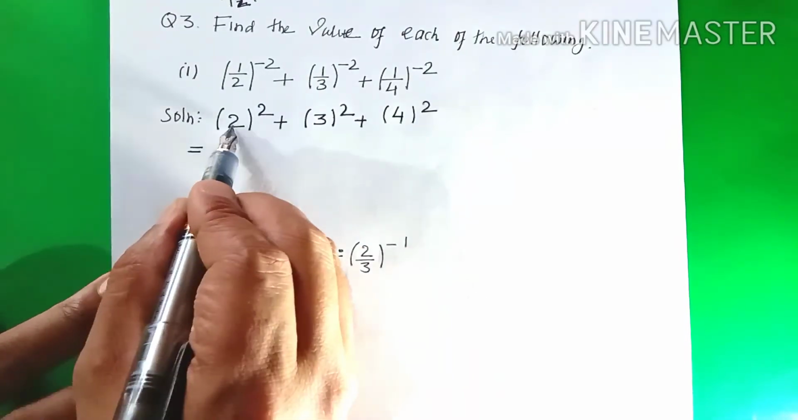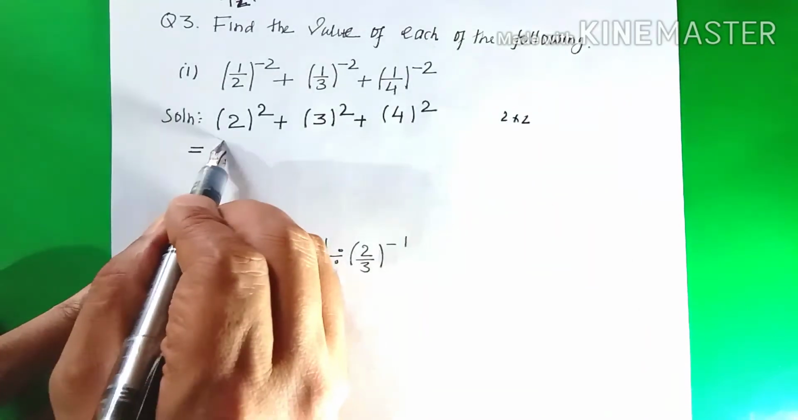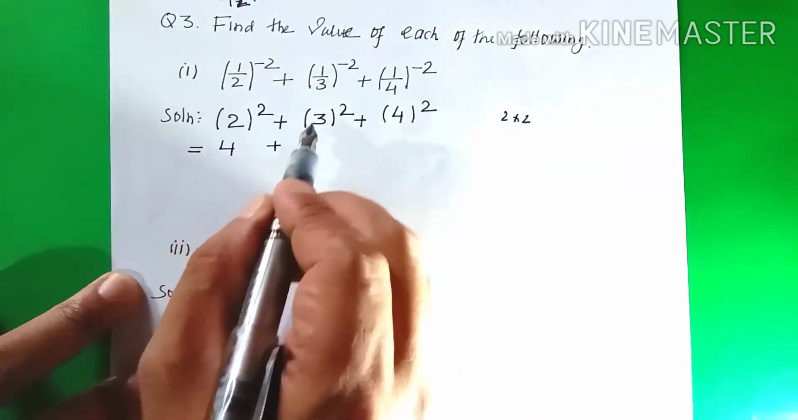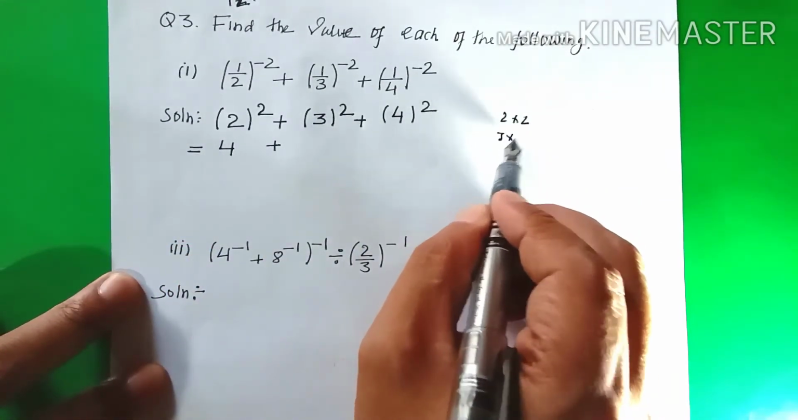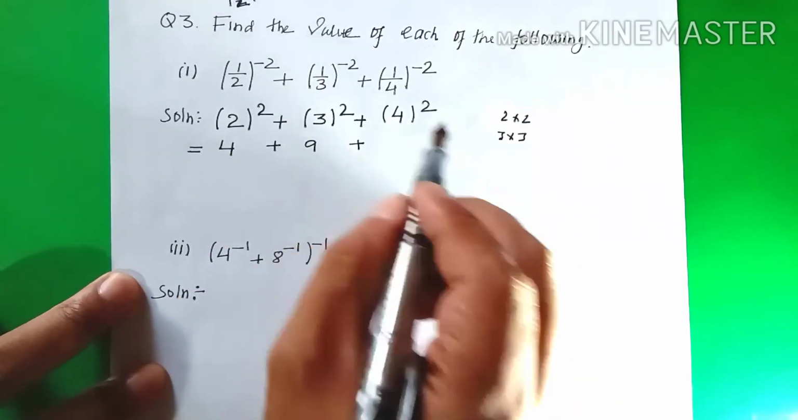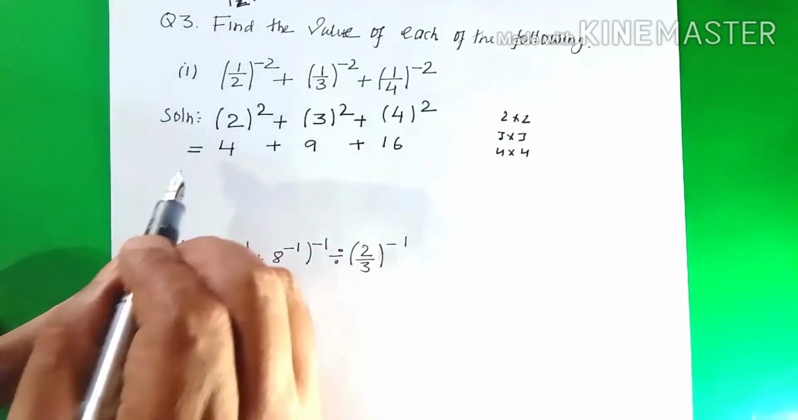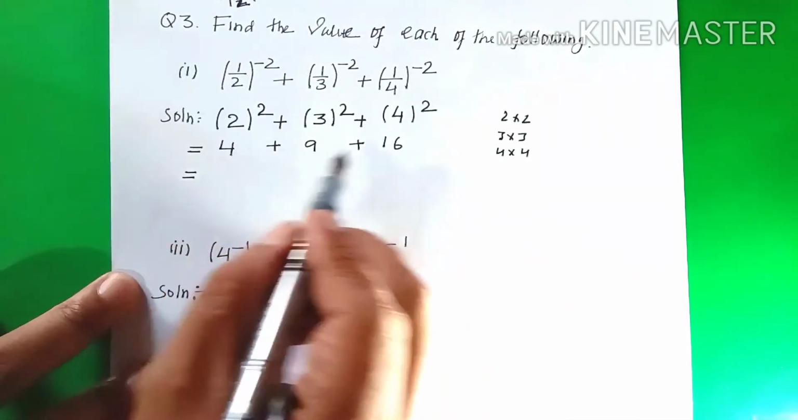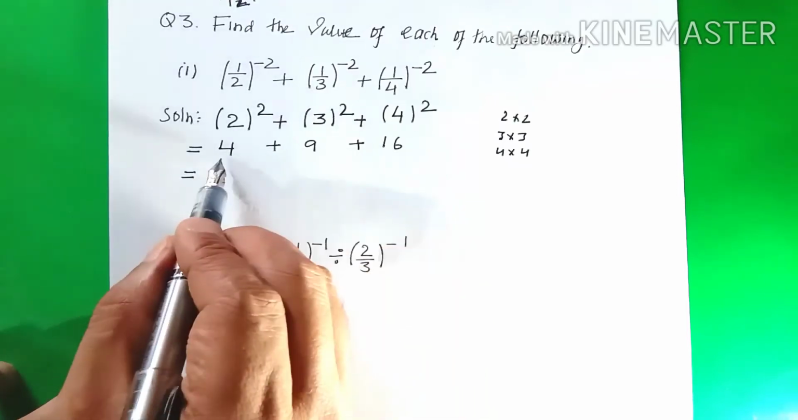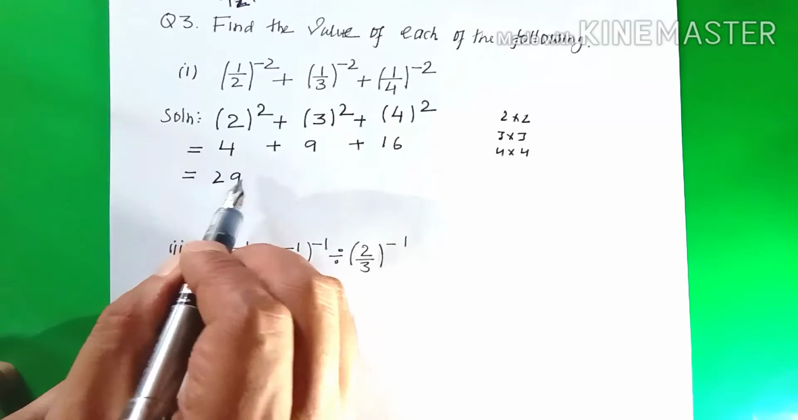We can see here 2 square, which means 2 into 2. So 2 twos are 4. Again plus 3 square, which is 3 into 3 equals to 9. Again plus 4 square, which means 4 into 4, which is 16. Now take the sum of all these three values. 16 plus 4, 20. 20 plus 9, which is 29.